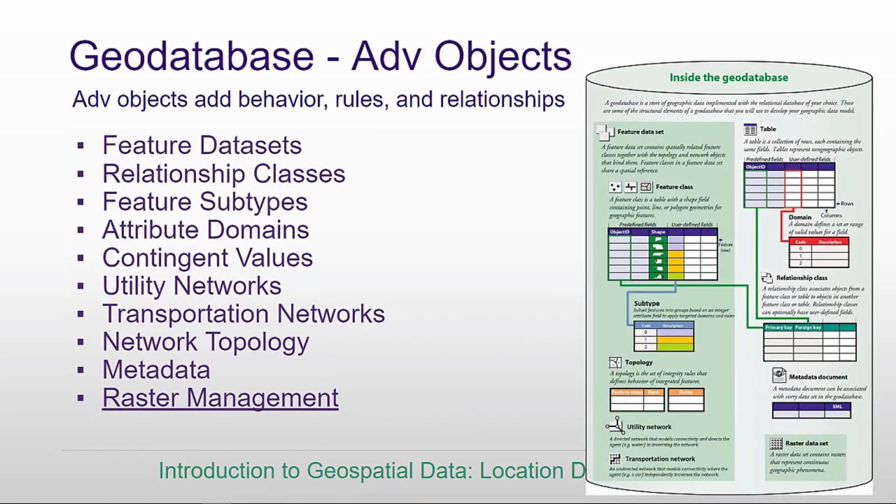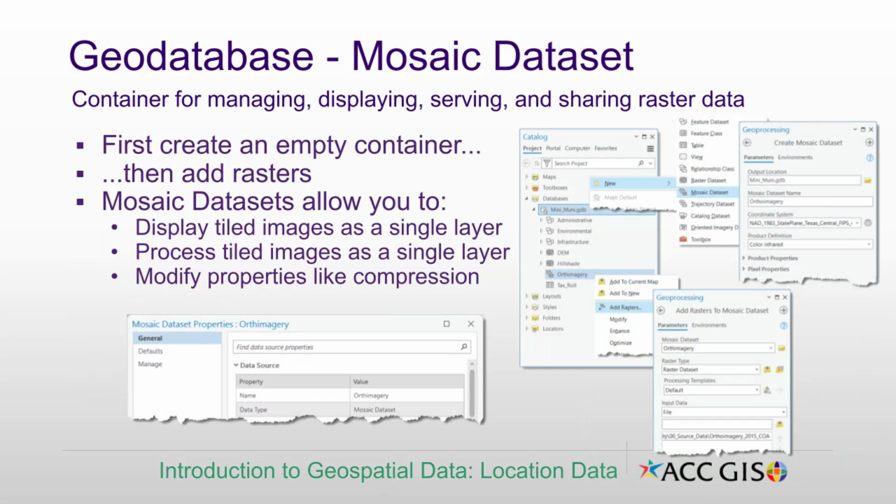So a raster data set is pretty easy to work with and pretty straightforward if it's small, but sometimes we'll download, for example, all the imagery for Texas, and suddenly it can become really unwieldy. So we need an advanced geodatabase object to help us with raster management. And that's a mosaic data set, which is a container for managing, displaying, serving, and sharing raster data.